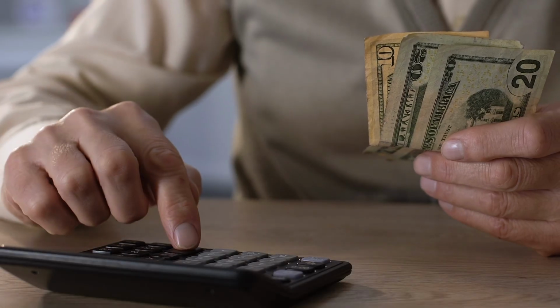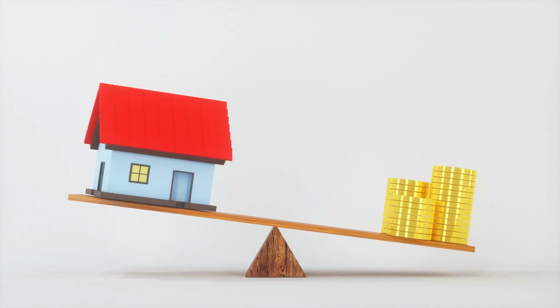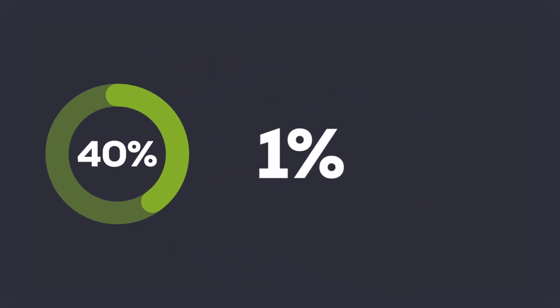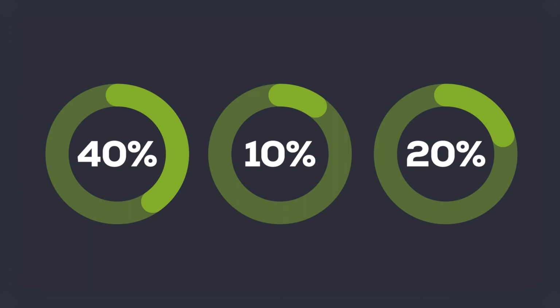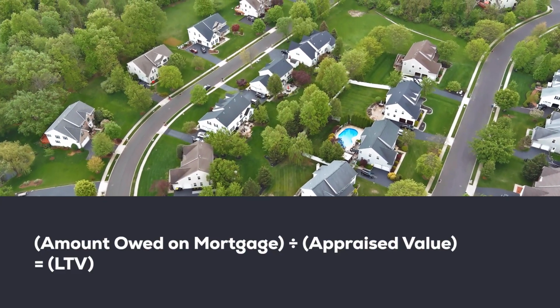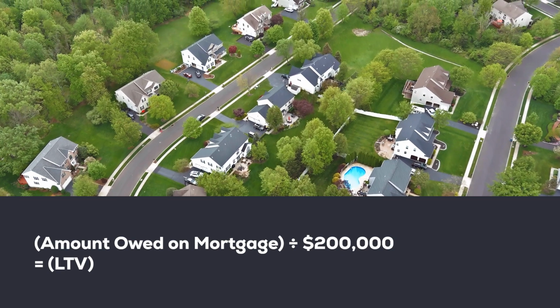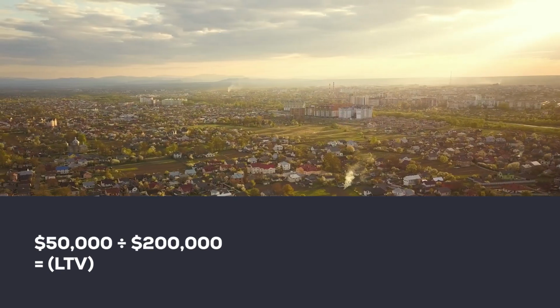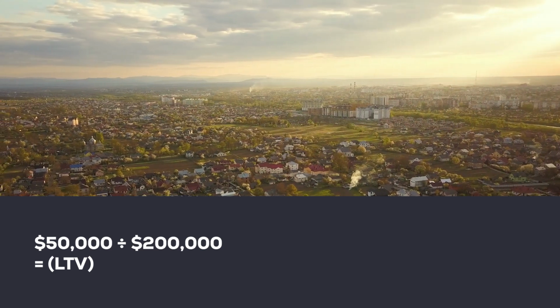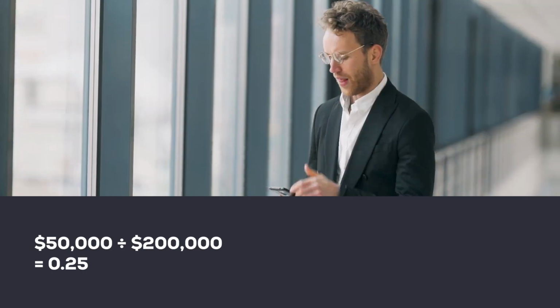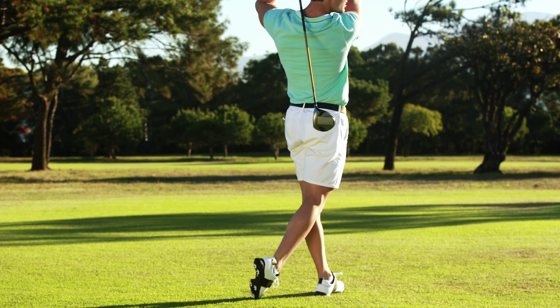But there's another number worth calculating, your loan-to-value ratio, or LTV, which shows you what percentage of your home's value you still owe on your mortgage. Let's use the same numbers as before. So your home is worth $200,000, and you owe $50,000 on your mortgage. LTV is usually shown as a percentage. That means your LTV in this scenario is 25%, which is awesome. Remember, LTV is like golf. The lower the number, the better.